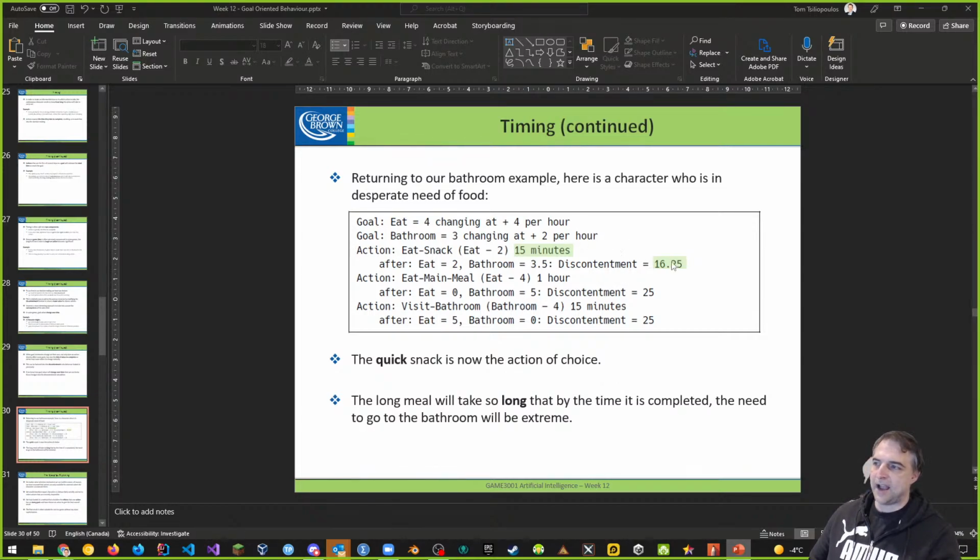Whereas choosing an eat snack goal, which may not be as satisfying to one of your goals as one of these two, might be the best choice. Okay. Does it make sense? So timing is also a factor. Timing is also a factor.